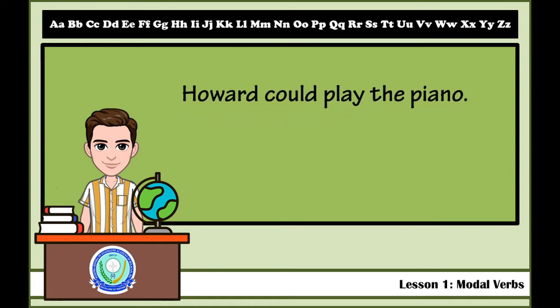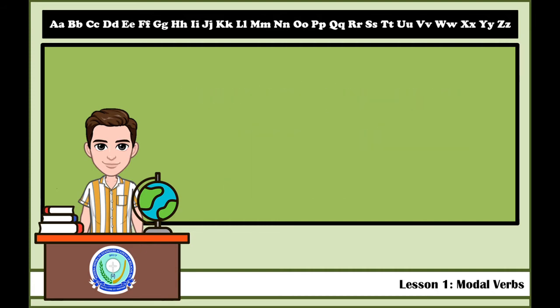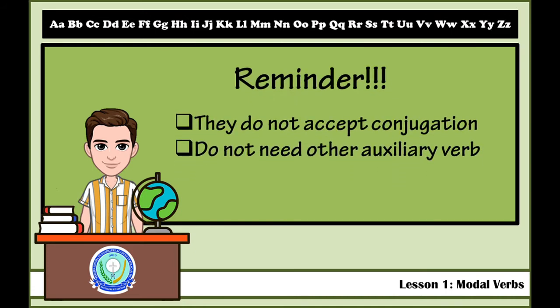Let us have an example. Howard could play the piano. In our example, Howard is the subject, and play is our verb. How about our modal? What do you think? Correct! We use could. Notice the sequence of our sentence. Do we follow the format that we discussed earlier? Very good! Yes, we follow the format. Always remember that they do not accept conjugation and do not need other auxiliary verbs.